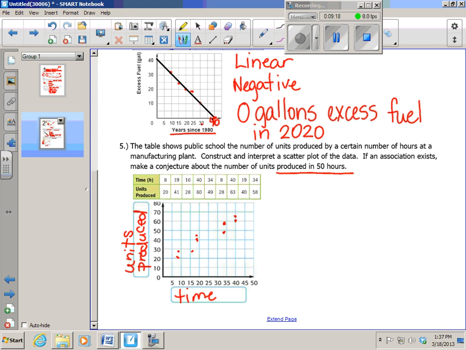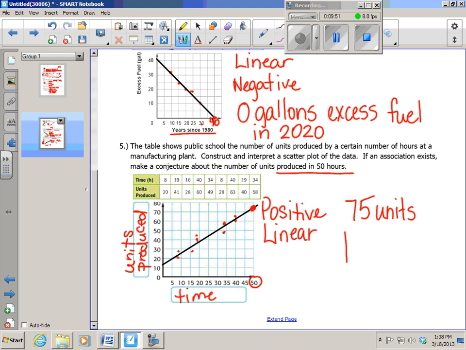And so our association looks positive. The information is headed in a trend of a positive slope line. And it is in the shape of a line, so it is linear. And we're looking for 50 hours, which is way over here. So I'm going to just place that line through the data as best I can. And at 50 hours, I am right about there, which is, I don't know, somewhere about 75 units produced. Right in the middle of the 70 to 80.